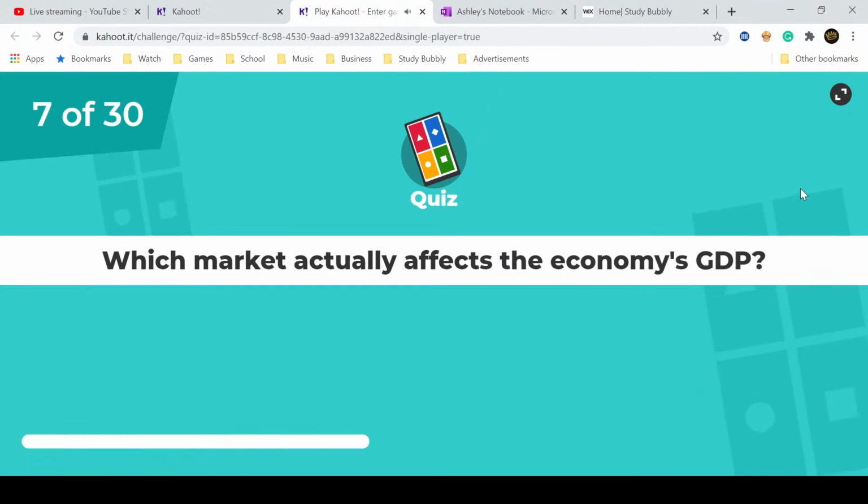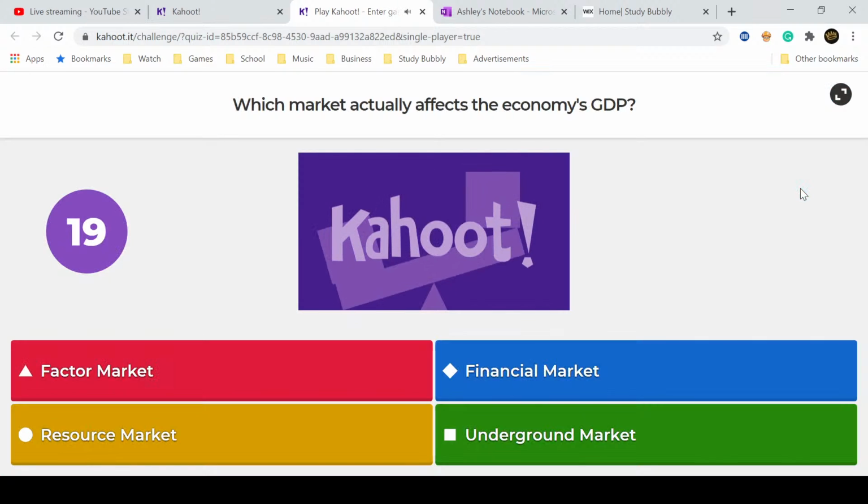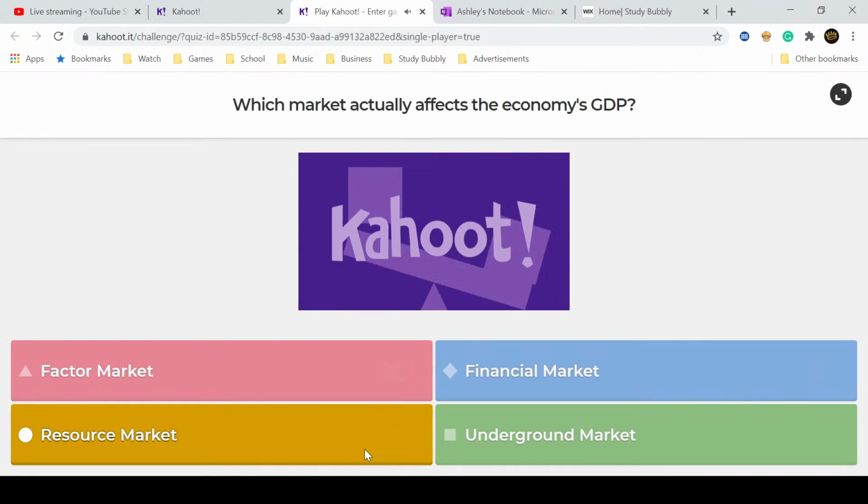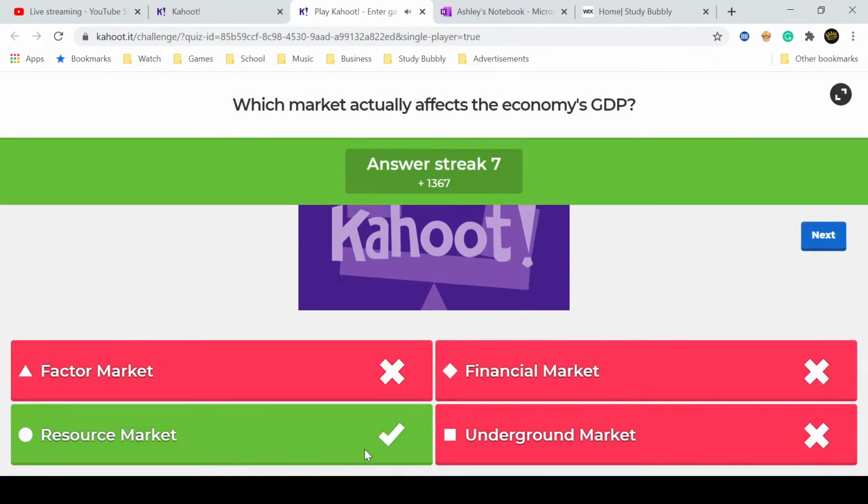Question 7. Which market actually affects the economy's GDP? So we have the factor market, the financial market, the resource market, the underground market. Factor market. Okay, so resource market actually has to do with what you call final goods. So in GDP, gross domestic product, that only counts final goods.